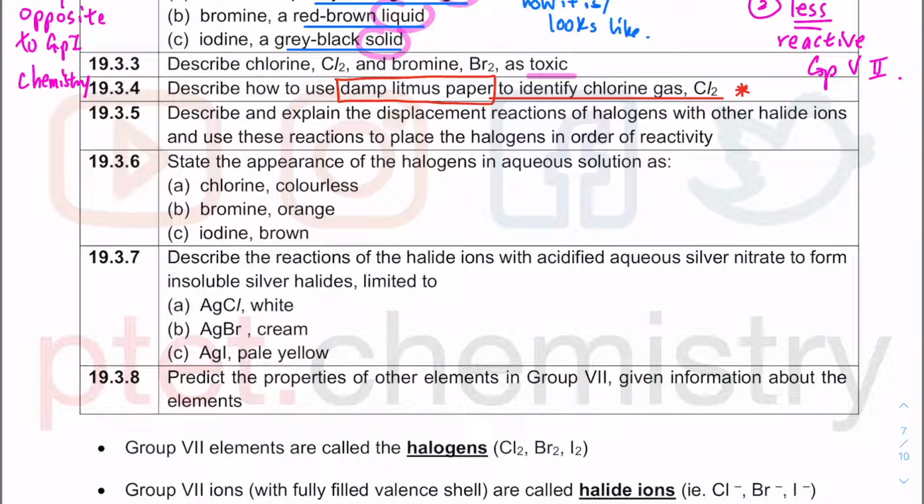We also have this describe and explain. This is the biggest thing in group 7 chemistry. It is to do with the displacement reaction of halogens and how we place these halogens in their reactivity.